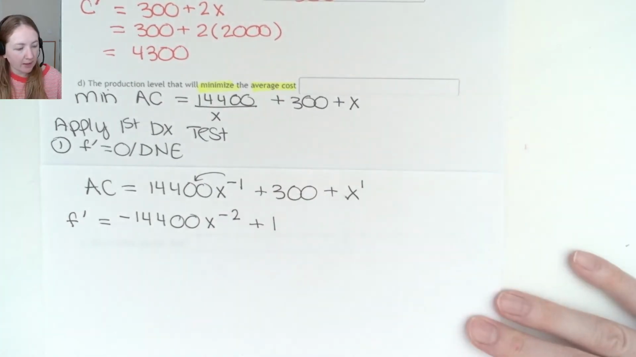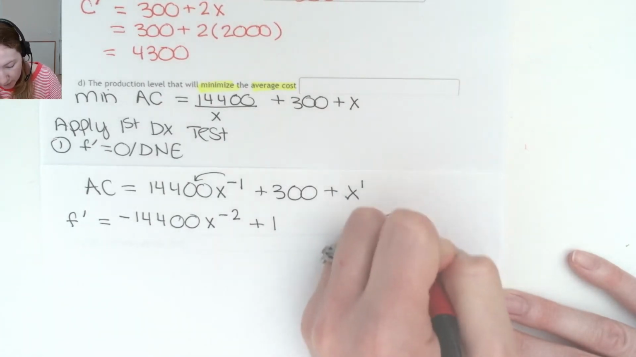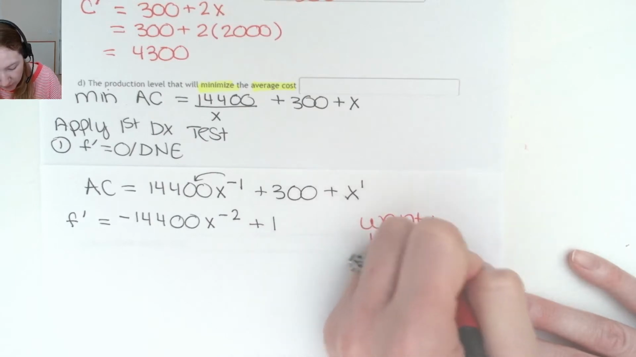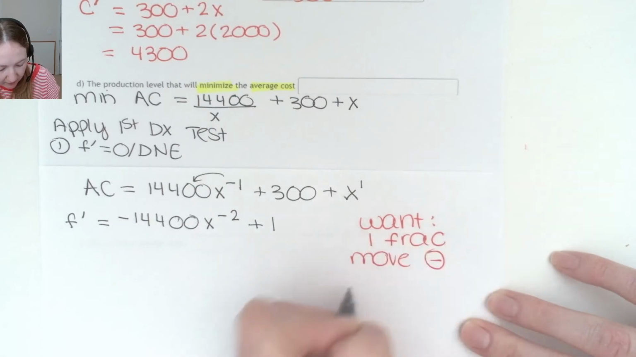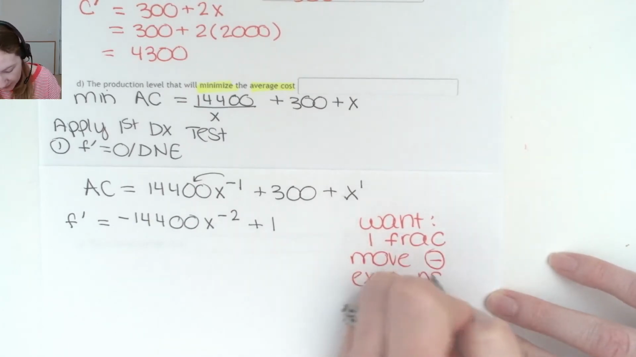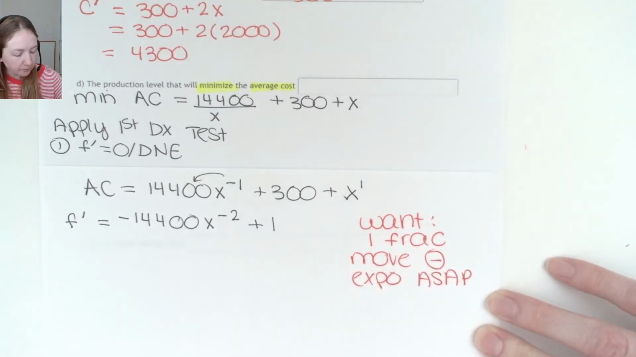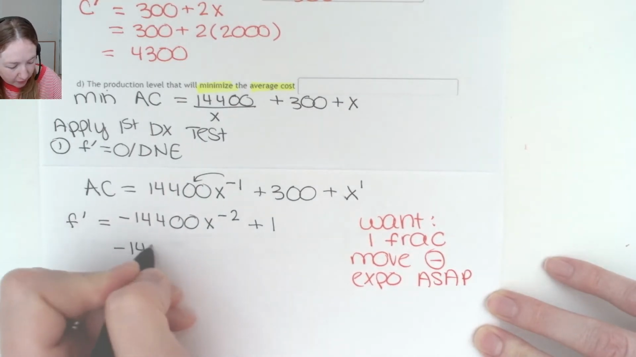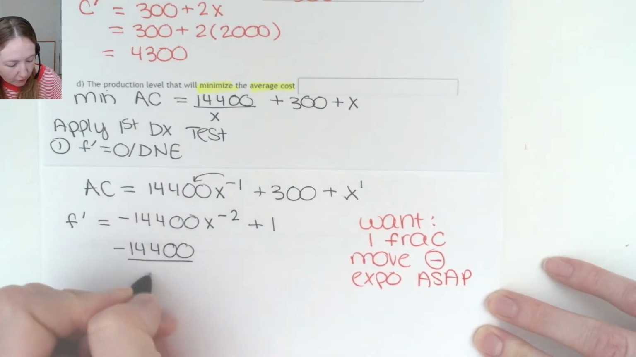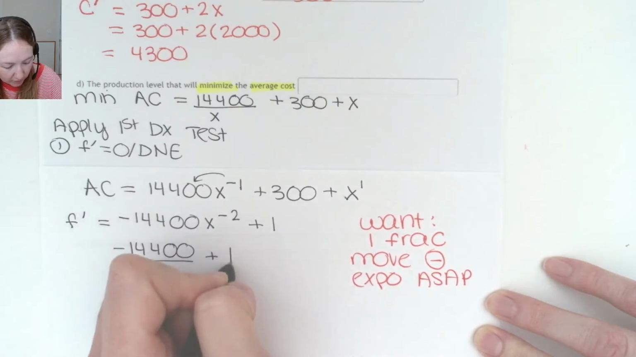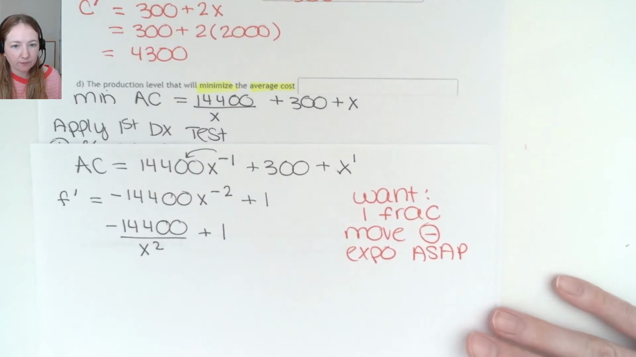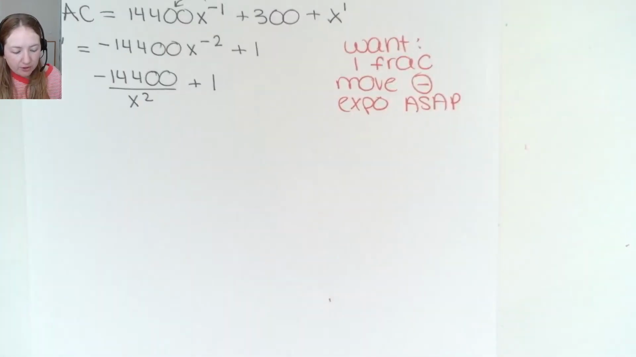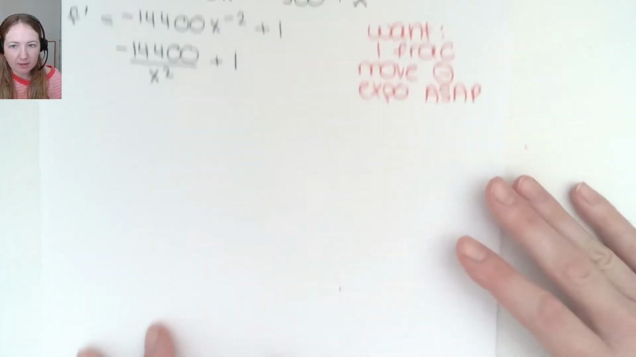Now remember that we want to find critical numbers, and to find critical numbers we want one fraction. So because we want one fraction, we are going to move the negative exponent as soon as we possibly can. So this is going to look like negative 14,400 over x squared plus 1, and that's what we're going to be looking at to get the one fraction. Now, to get our one fraction here, the first thing is to move the negative exponent.